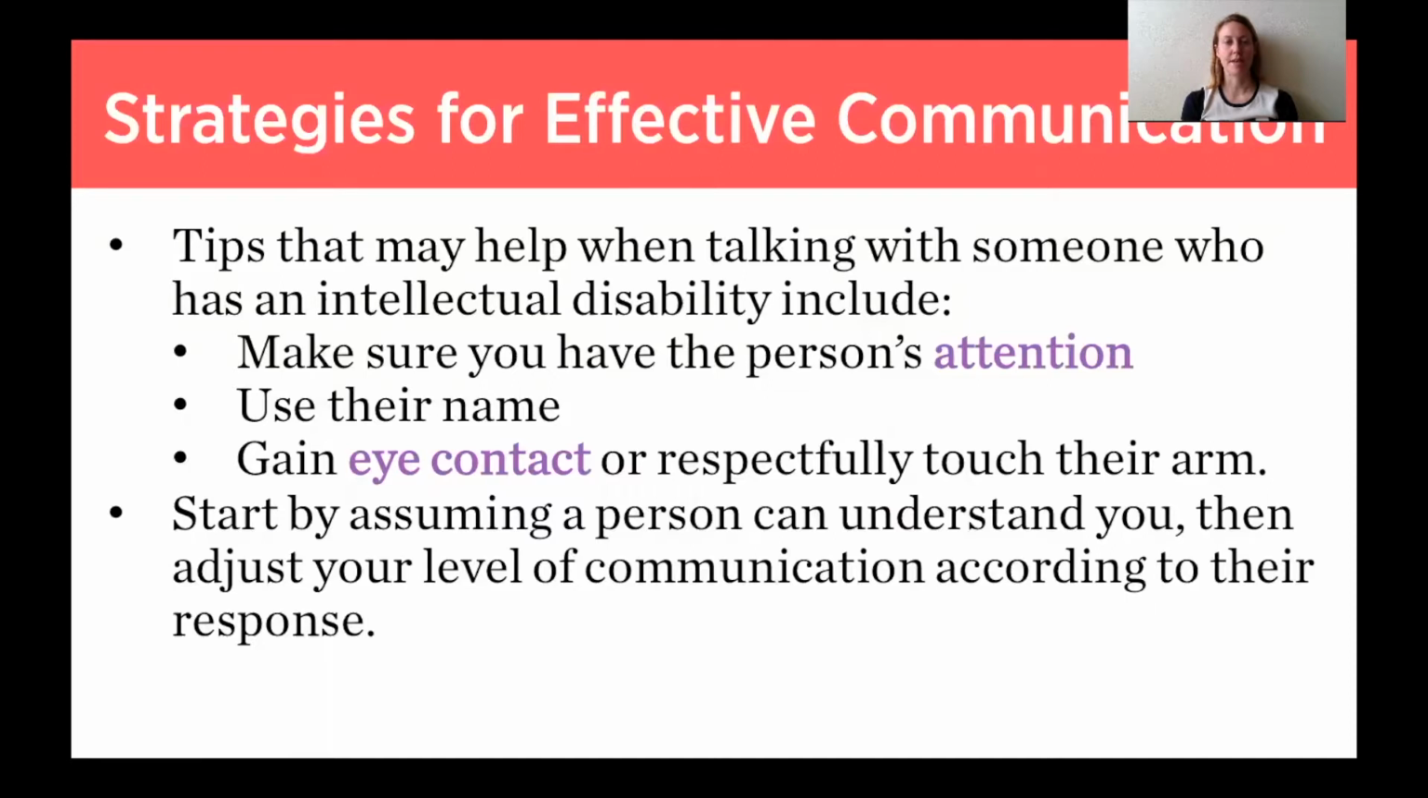So tips that may help when talking with someone who has an intellectual disability include: make sure that you have the person's attention. Use their name to gain their attention if you don't have it, or gain their attention by trying to gain eye contact with them or respectfully touching them on the arm. Start by assuming a person can understand you. This is really important. Don't be condescending. And then adjust your level of communication according to their response.